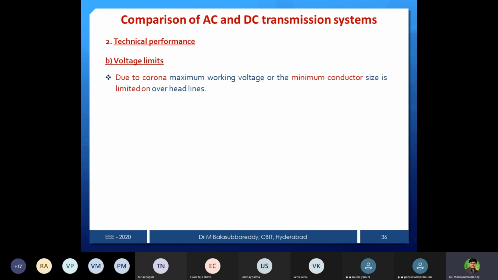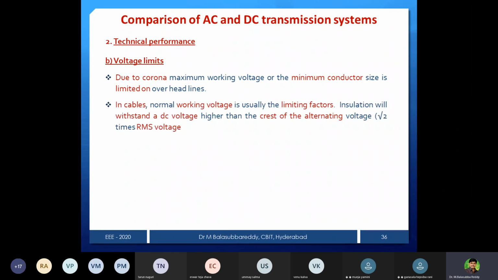Then voltage limits due to corona: the maximum working voltage limits the minimum conductor size on overhead lines. That is another limitation in cables. Working voltage is usually the limiting factor, so it cannot be very high voltage.